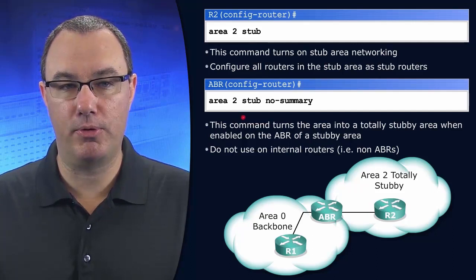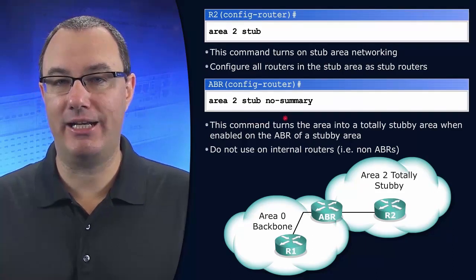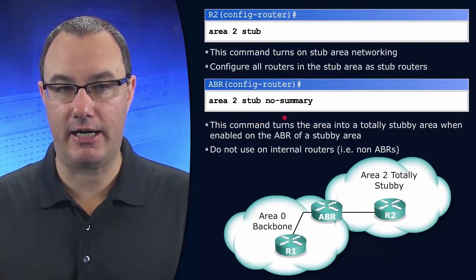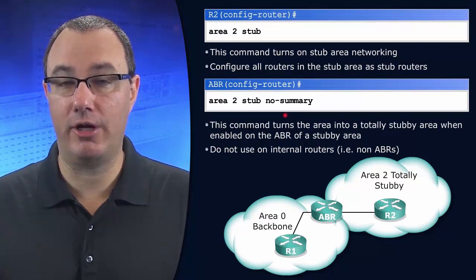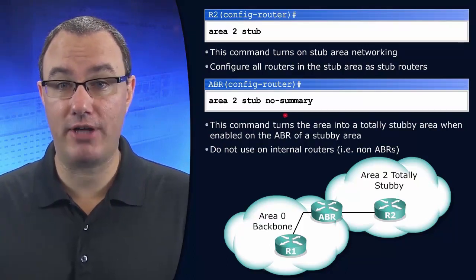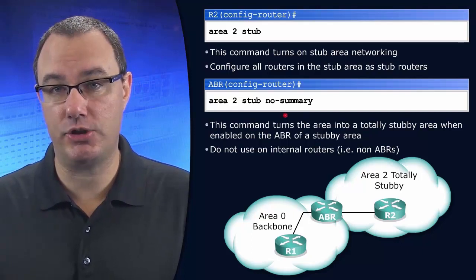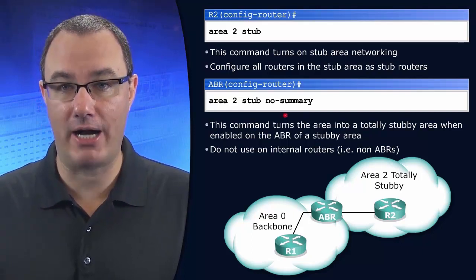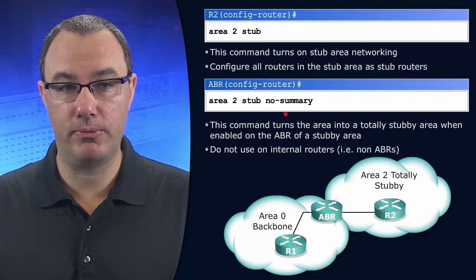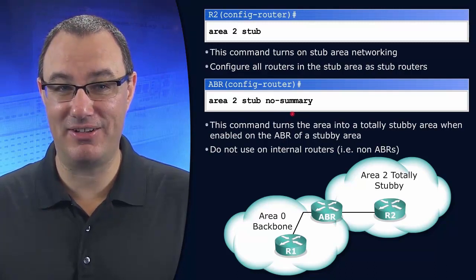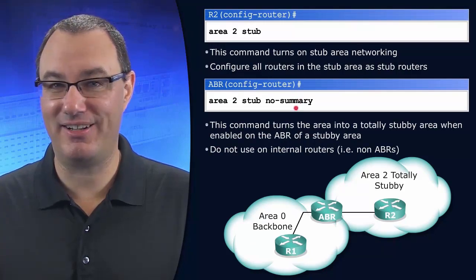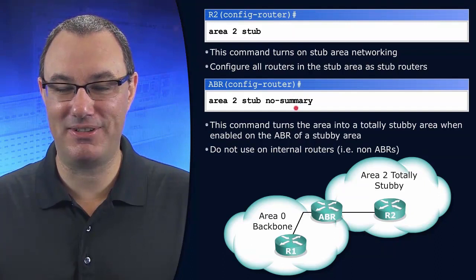The area border routers are going to have an additional command tacked onto the syntax. This additional command is what will tell the router, hey, I need you to filter those type 3 LSAs in addition to filtering type 5. So this no summary command says no LSA type 3 because LSA type 3 is a summary LSA. So that's pretty cool, isn't it?